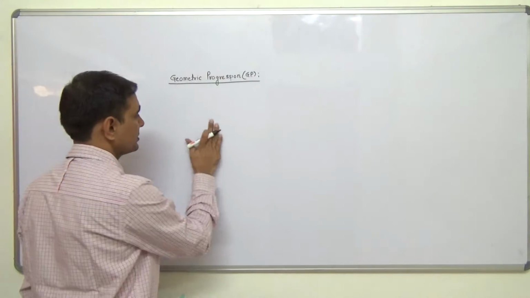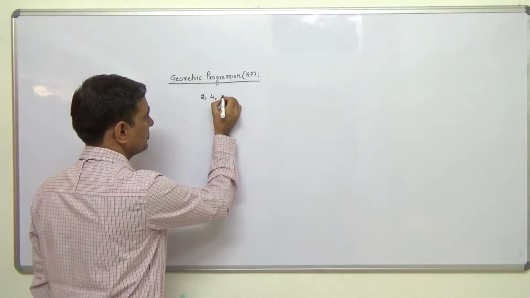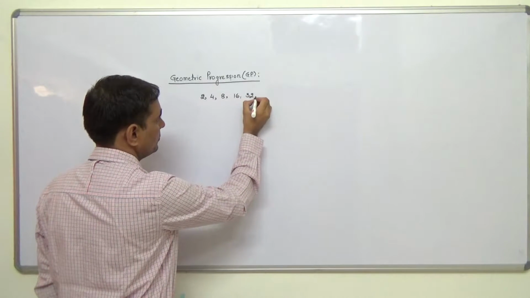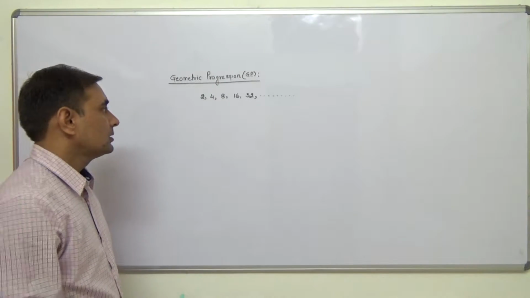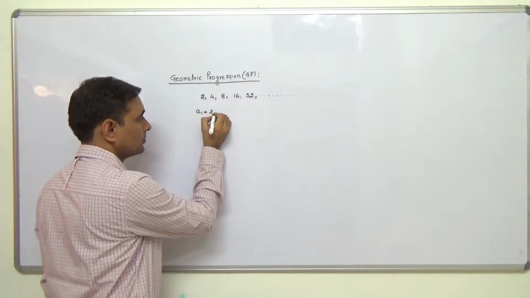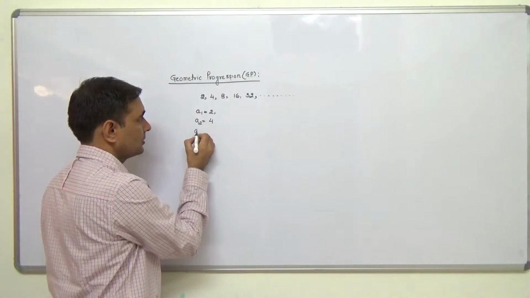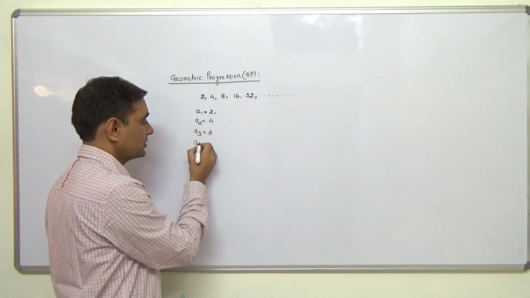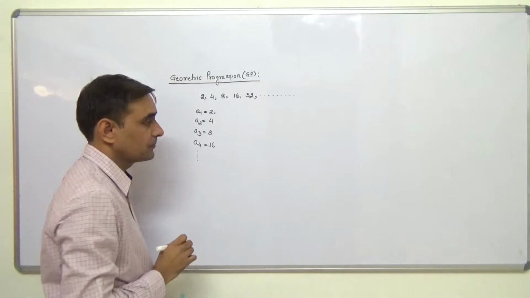Suppose we have a sequence like 2, 4, 8, 16, 32 and so on. We have this sequence. Here the first term of the sequence is 2. A1 is 2, right? A2 is 4. A3 is 8. A4 is 16 and so on, right?